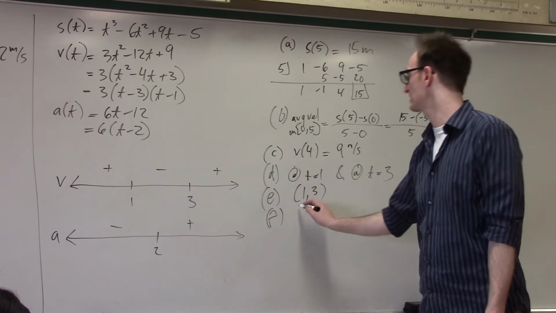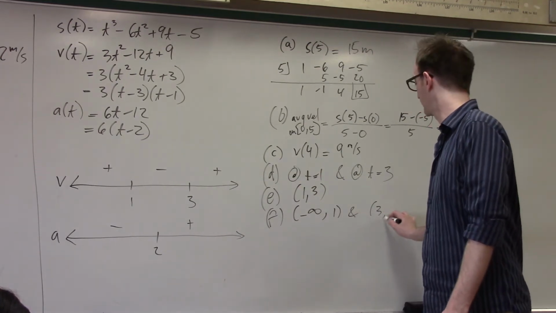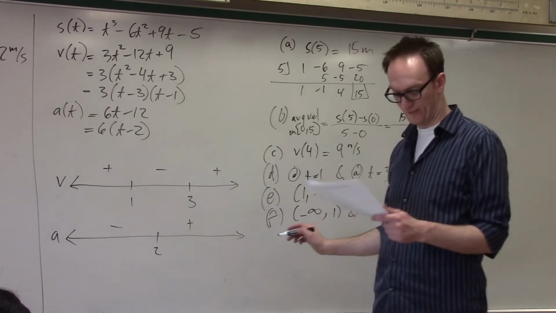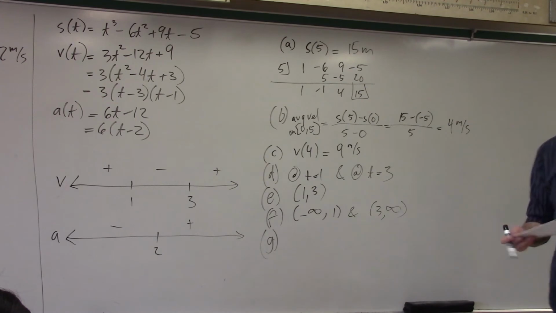It's moving right when the velocity is positive, so that's on the interval from negative infinity to 1, and from 3 to infinity. Okay, now finally the only interesting question on the page, pretty much: when is the particle speeding up? We all understand how to do this now, yeah? Between 1 and 2 and 3 and infinity.